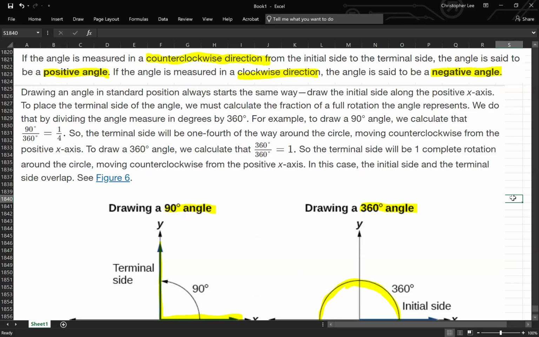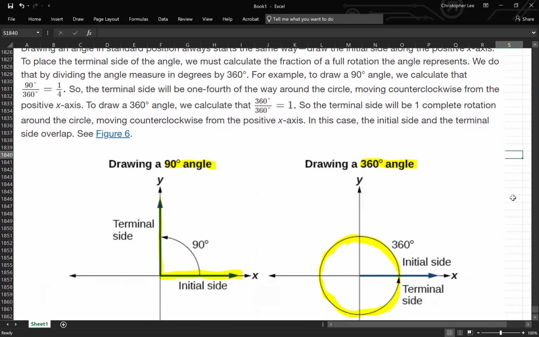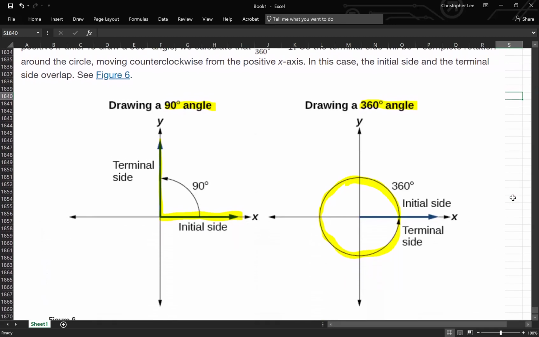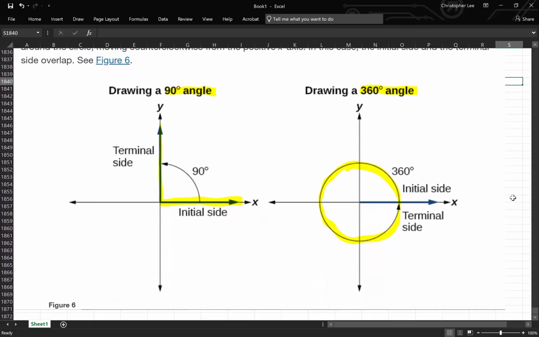We draw the 360-degree angle and calculate 360 divided by 360, which is equal to 1. So the terminal side will be one complete rotation around the circle, moving counterclockwise from positive x. In this case, the initial and terminal sides will overlap. So here you go. If I'm drawing a 90-degree angle, I have my initial side right here, and I'm going to go until I hit 90 degrees, which is right there on the y-axis. For 360, I'm going all the way around, right back to where I started from. That's like a full rotation right there. And that's it. Questions on this?